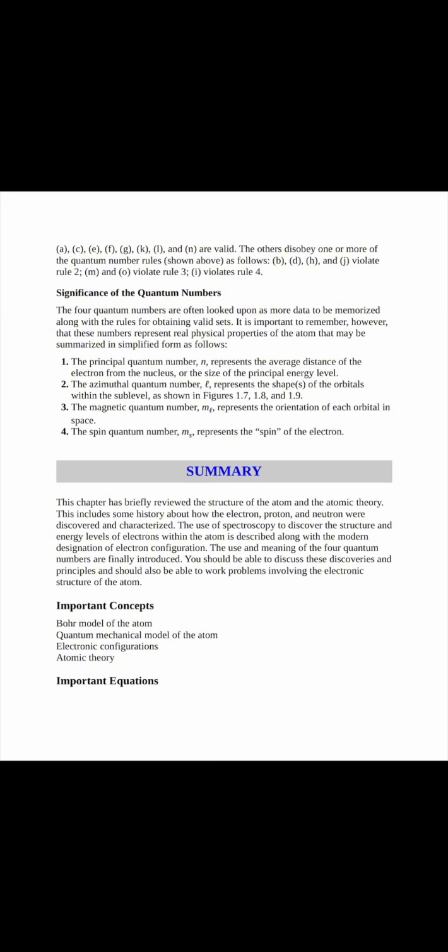Significance of the quantum numbers. The 4 quantum numbers might seem like just data to memorize with their rules, but it's key to understand that these numbers represent real physical properties of the atom. Here's a simplified overview. 1. Principal quantum number, n, describes the average distance of the electron from the nucleus, or the size of the energy level. 2. Azimuthal quantum number, L, represents the shape of the orbitals within the sublevel, as shown in Figures 1.7, 1.8, and 1.9. 3. Magnetic quantum number, ml, indicates the orientation of each orbital in space. 4. Spin quantum number describes the spin of the electron.